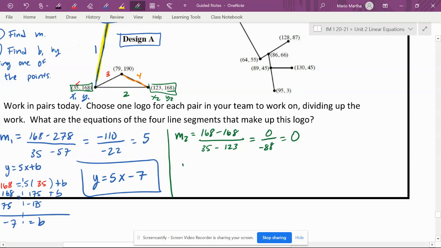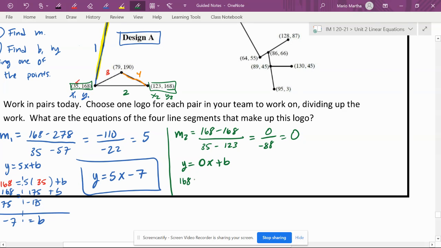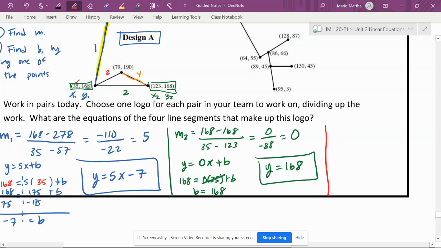So if you do, it's y equals 0x plus b. And then your initial value, we can just substitute the y here. So that would be 168 equals, if we're doing the first point, 0 times 35 plus b. So this is 0. So if you notice, b is equal to 168. So the equation of your line is just y equals 168. No slope, right? The slope is 0. All right. So let's look at line 3, last one, or actually next to last.